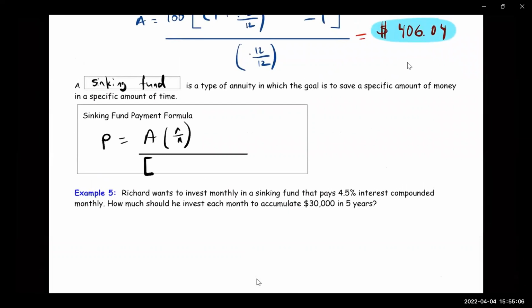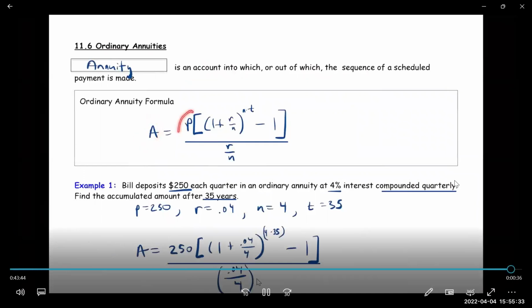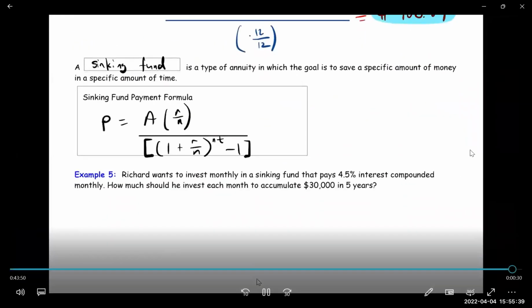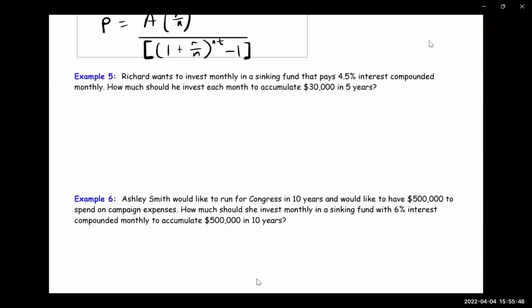I'm just gonna write the formula, but you don't have to do this. If you get a homework problem that says sinking fund, just skip it. But if you're curious, you can read up on it. The goal is to save a specific amount of money in a specific amount of time. It's the same formula, except instead of solving for A, they solve for P. They move this over here, divide by this, and end up with this formula. It's the same exact formula, you're just solving for P instead of A. But we're not gonna do these, so don't worry about it.